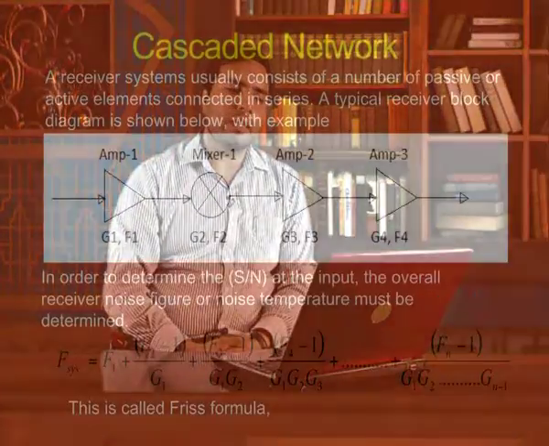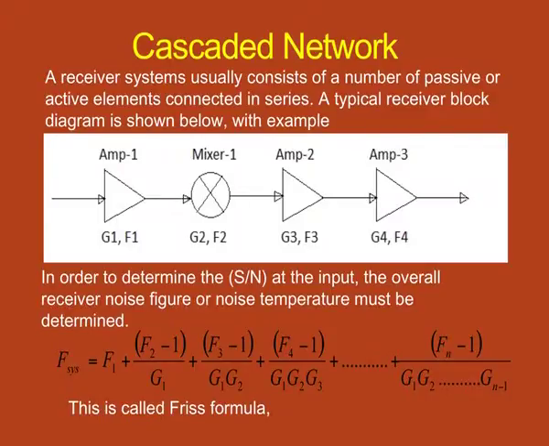Typically speaking, any communication system is not a single device, it is a cascade of electronic devices like amplifiers, mixers, some more amplifiers. So, how do we characterize the noise figure or noise factor of such a cascade of networks? Here we see a cascade of devices, the first offering gain G1 with noise factor F1, the second device having gain G2 and noise factor F2, the third device having a gain of G3 and noise figure of F3, and so on.